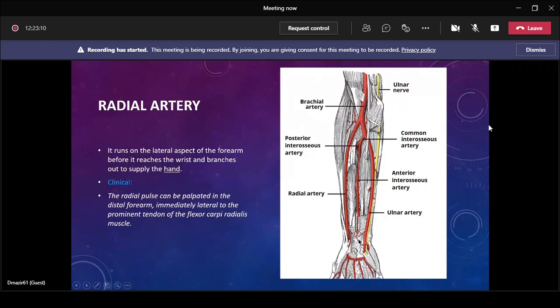Among arches, the superficial and deep palmar arches are commonly famous, but there are other arches, which are the dorsal carpal and the palmar carpal arches, which are formed on the front of the carpal bones and on the back of the carpal bones.